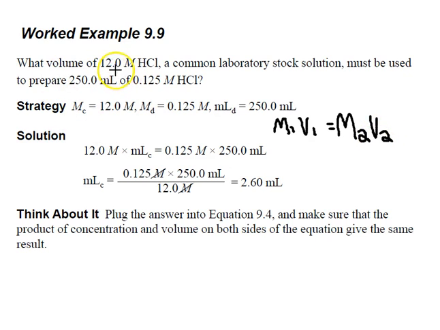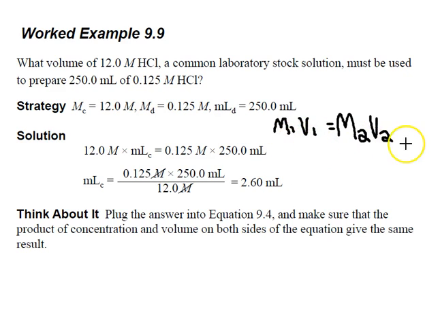So it says, what volume of 12 molar hydrochloric acid must be used to prepare 250 milliliters of 0.125 molar hydrochloric acid? This is the most common that you'll see in a lab, is you'll take a concentrated solution and then you'll need to make some amount of a less concentrated. So our concentrated volume, or stock volume, is 12 molar. That would be M1. Our M2 is the new diluted, which is 0.125. The final volume is 250 milliliters, which is V2. So we need to calculate for V1.